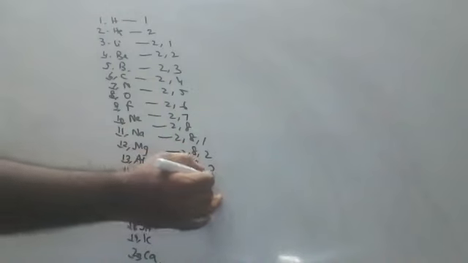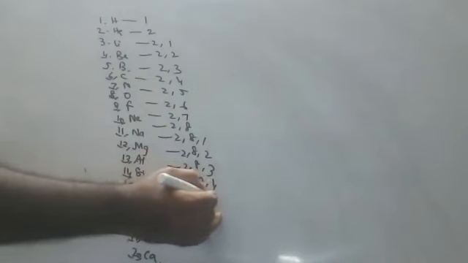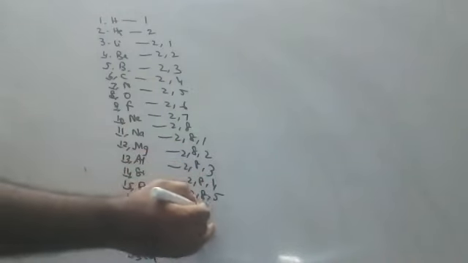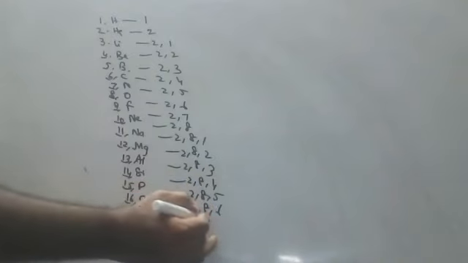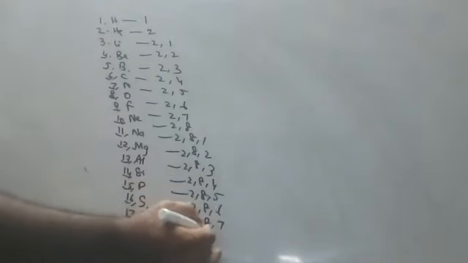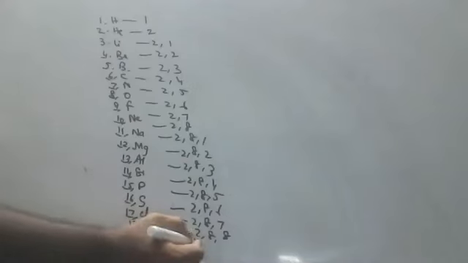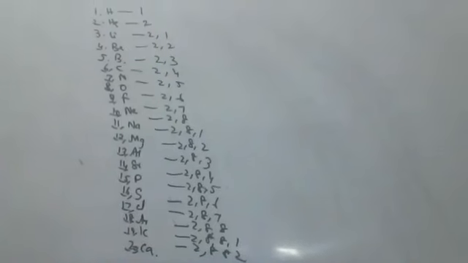Silicon 2, 8, 4. Phosphorus 2, 8, 5. Sulfur 2, 8, 6. Chlorine 2, 8, 7. Argon 2, 8, 8. Potassium 2, 8, 8, 1. Calcium 2, 8, 8, 2. Okay, children, I'll send a picture if you're not able to copy, but try to copy, children.